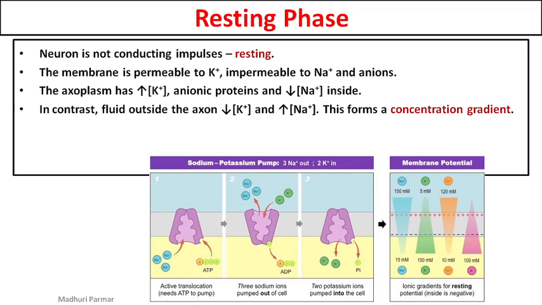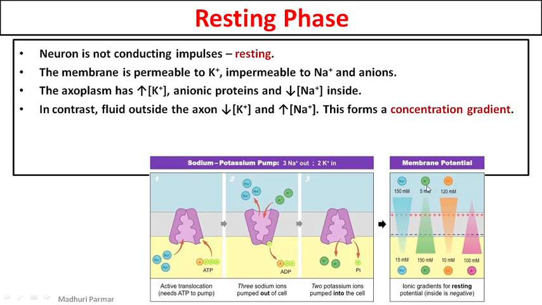In contrast, the fluid outside the axon, which is the extracellular fluid, has lower potassium but higher sodium. So because of this, there is a concentration gradient. Let us look at the diagram now. You can see here the right hand side diagram. You have sodium more outside, less inside. So the triangle is like this. Higher outside, lower inside. Then potassium is higher inside and lower outside the exoplasm.